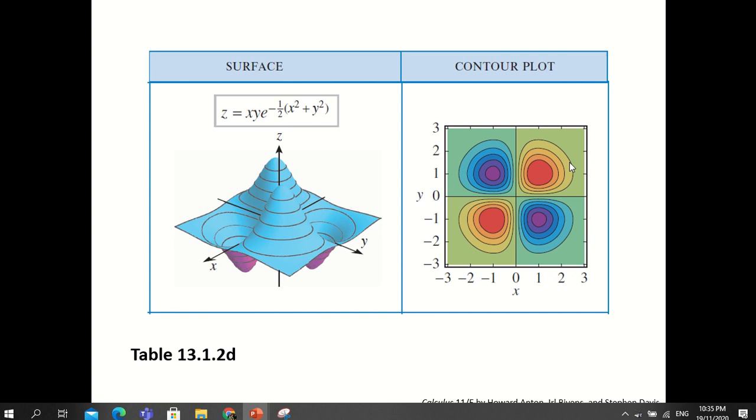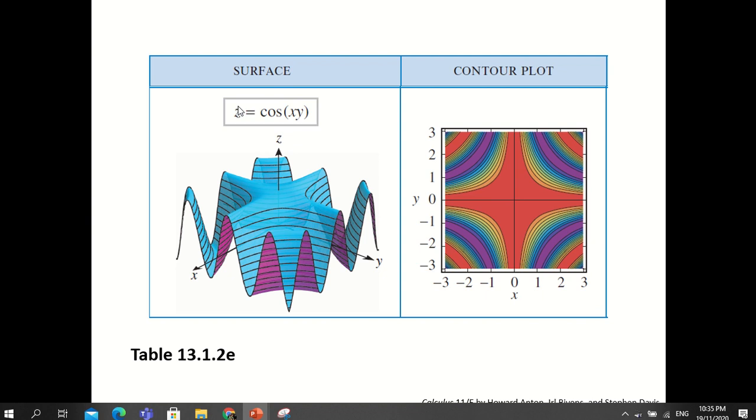Another one, we have another surface where, if you look at this, this is a cosinusoidal surface. So z here is a function of x and y.